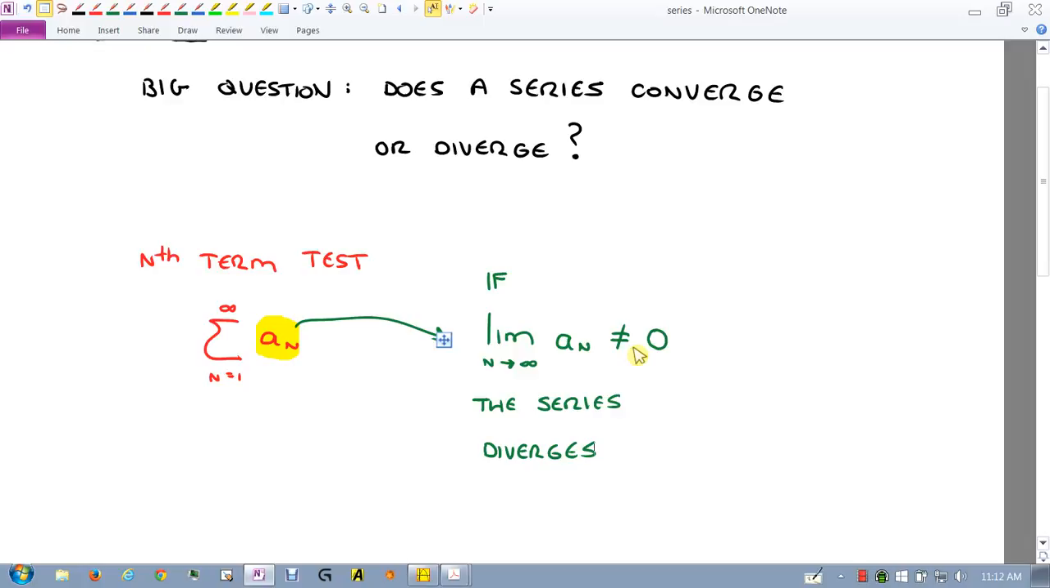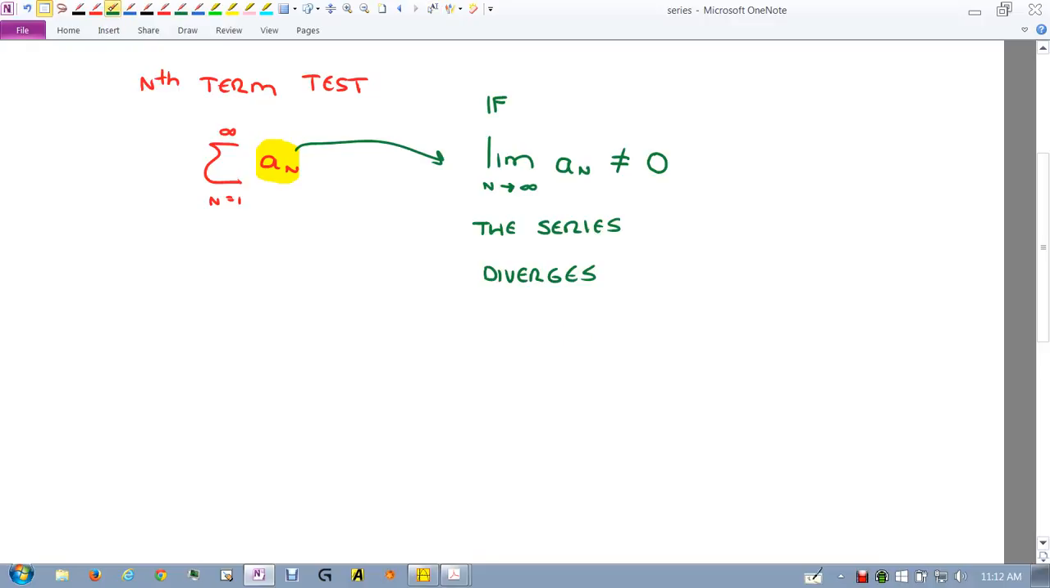Now, what if it does go to 0? What if this limit does go to 0? What does that tell you? Nothing, okay? That means you don't know. That means it could diverge, it could converge. You understand? There's logic involved here. If it doesn't go to 0, diverges. If it goes to 0, you don't know. I'll give you an example of something like this.